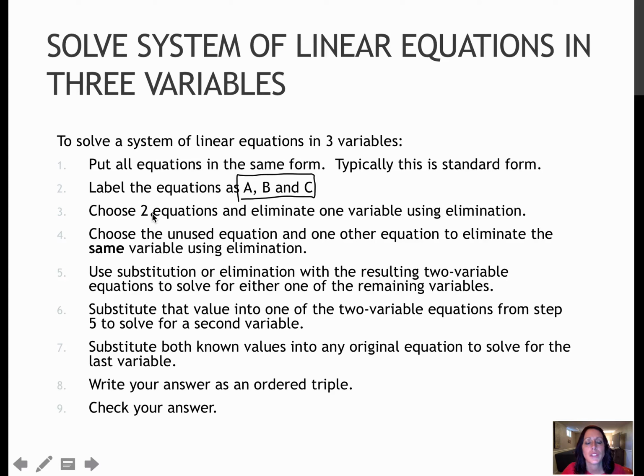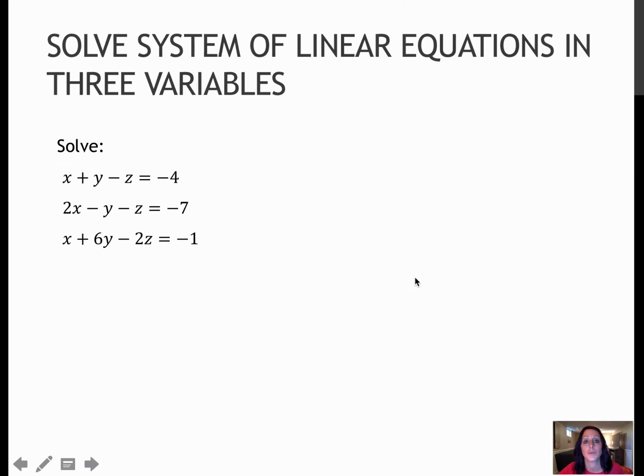So we're going to choose any two of our equations, and we're going to eliminate a variable, of course using that elimination method we've already learned. We're then going to repeat that process using the third equation and then either of the other two, because we want to have two equations that have two variables. We already know how to solve that using substitution or elimination. So let's go ahead and see how this is going to work.